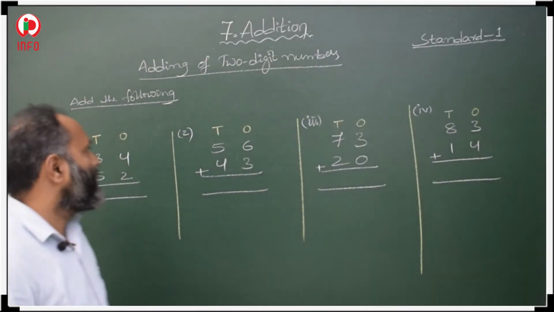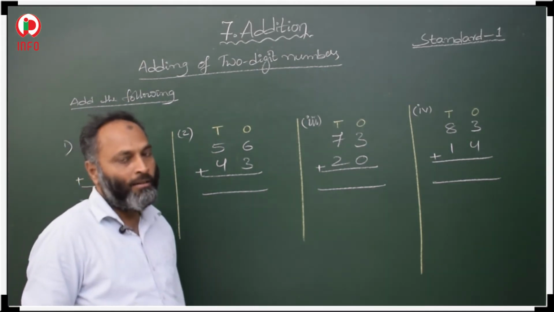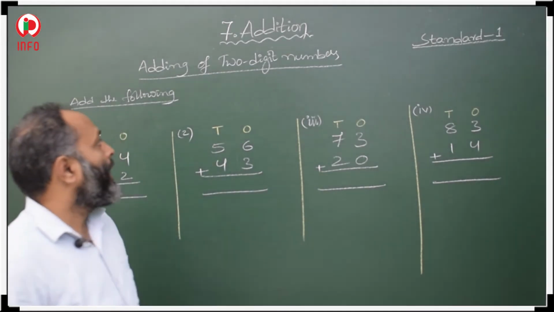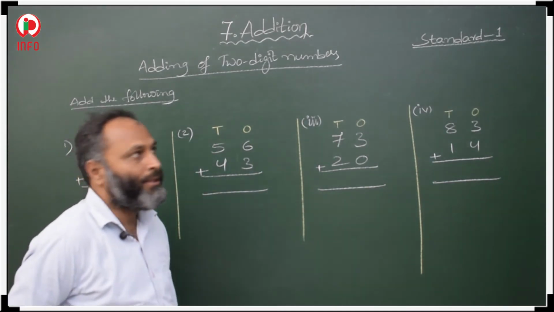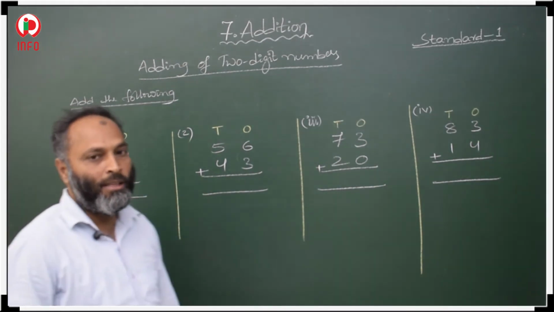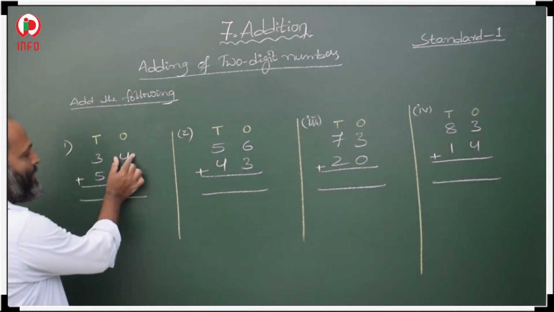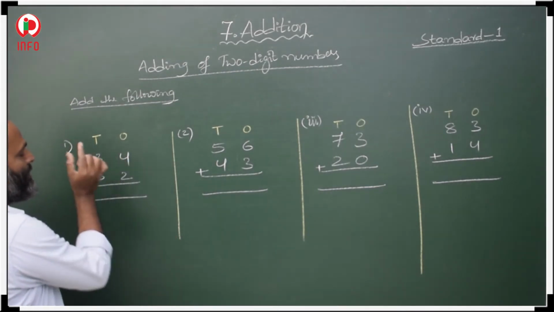Now, students, adding 2-digit numbers. 2-digit numbers we are going to add. So, the next topic is adding 2-digit numbers. Then add the following. 4 questions were given. So, in that we have 2-digit numbers. The first place is called ones place, the second place is called tens place.